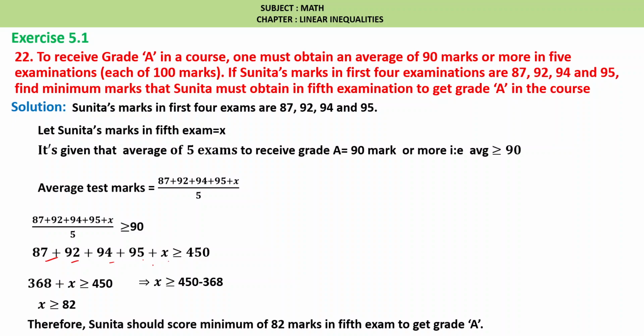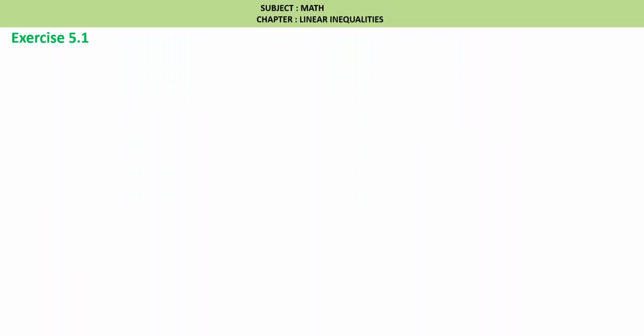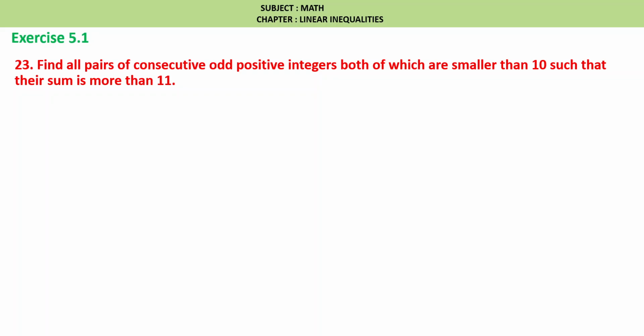Wow, that's a nice answer. Let's do one more. Find all pairs of consecutive odd positive integers, both of which are smaller than 10, such that their sum is more than 11.